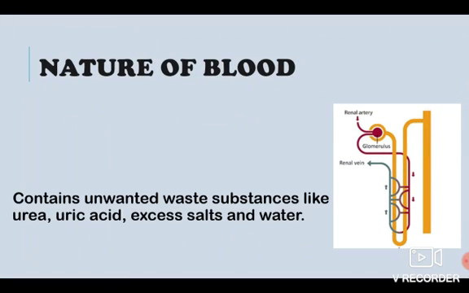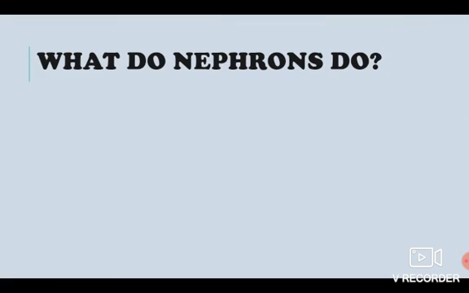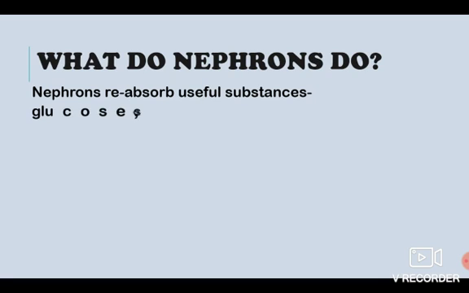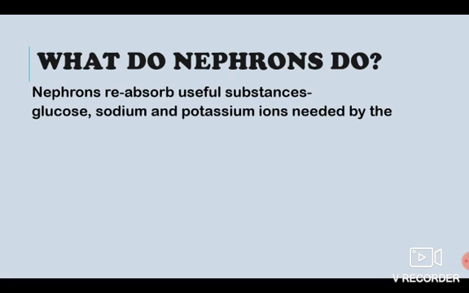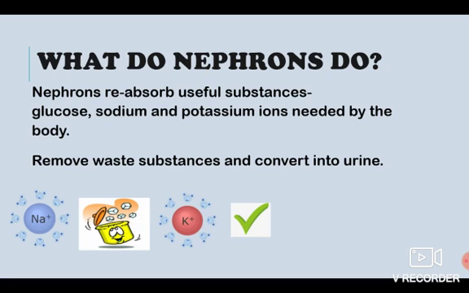Nature of blood. The blood contains unwanted waste substances like urea, uric acid, excess salts and water. Blood enters the kidney through the renal artery. The blood that is present in the renal artery contains the maximum amount of nitrogenous waste. What do nephrons do? Nephrons reabsorb useful substances like glucose, sodium and potassium ions that are needed by the body. Secondly, it removes waste substances and converts it into urine.